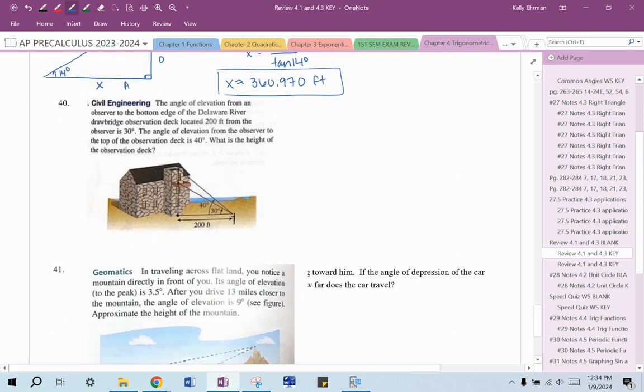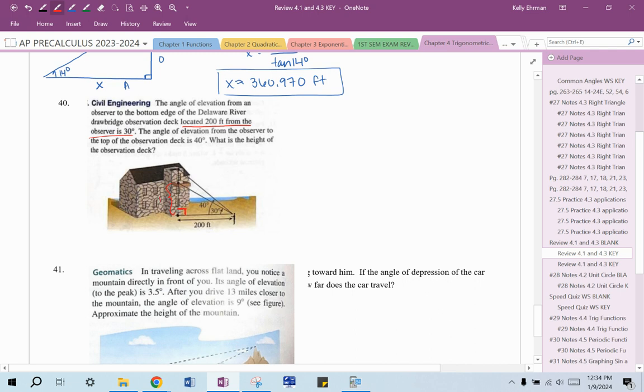The angle of elevation from an observer to the bottom edge of the Delaware River drawbridge observation deck, located 200 feet from the observer, is 30 degrees. This picture is given to us. So here, they marked in 200 feet. Here's a right angle. It's 30 degrees. The angle of elevation from the observer to the top of the deck is 40 degrees. What is the height of the observation deck? So figure out this height right here.